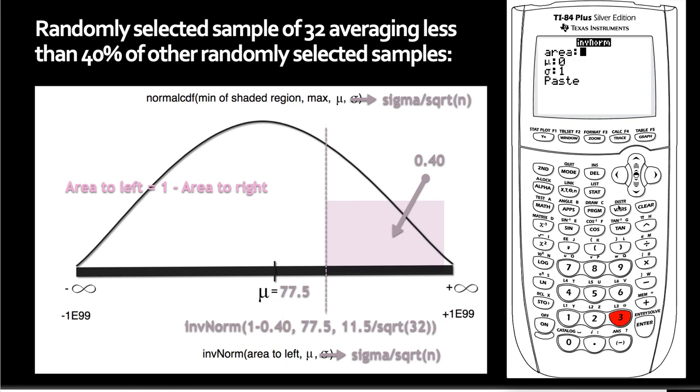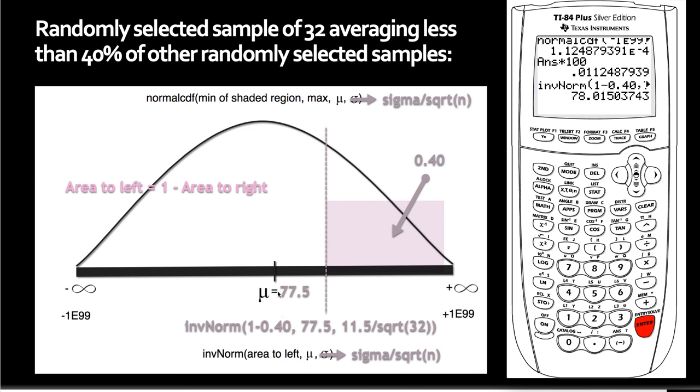So second DISTR 3. And then we can literally type in 1 minus 0.40 if we wanted to, and 77.5, and 11.5 divided by the square root of 32. And so we did get something a little bit more than 77.5. We got 78.015. And so the score that would be less than 40% of all of our other selected samples would be an average of 78.02.